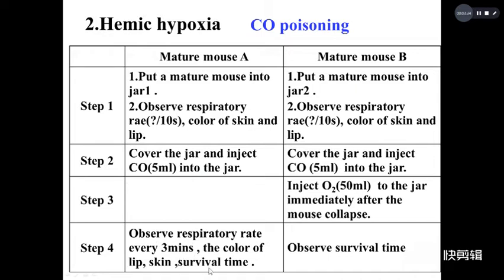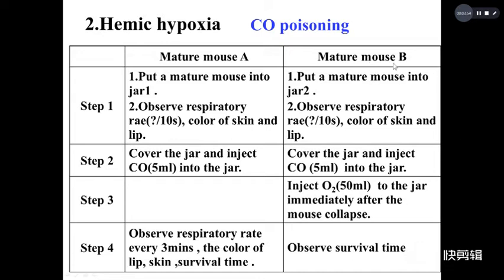Observe the respiratory rate every 3 minutes, the color of the lip and skin, and observe the survival time. So animal A has hypoxia, chemic hypoxia, from carbon monoxide poisoning.